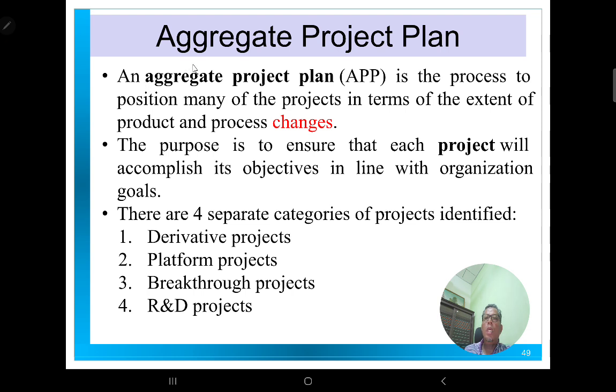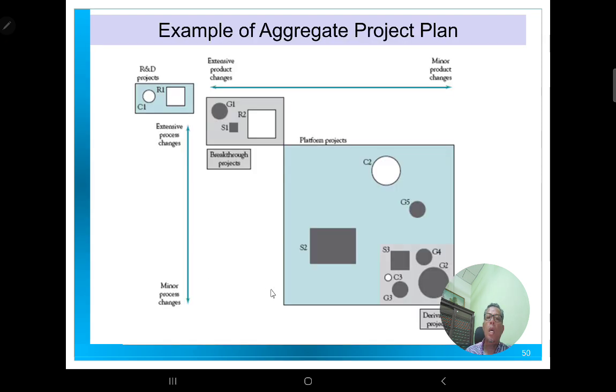Usually they also call this the aggregate project plan. That means there are many project plans, which are considered as the APP, which is the process to position many of the projects in terms of the extent of product and process changes. The purpose is to ensure that each project, we are talking about multiple projects, will accomplish its objective in line with organization goals. So there are four separate categories of projects identified. In this case, number one, derivative project, platform project, breakthrough project, or R&D project.